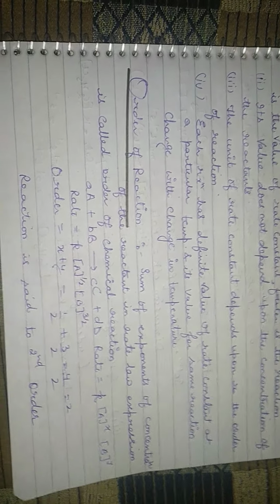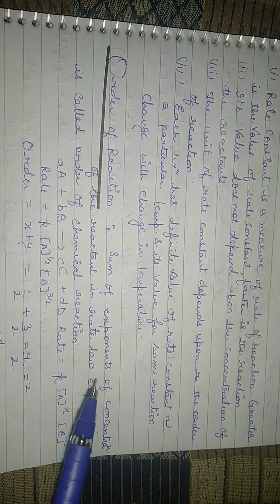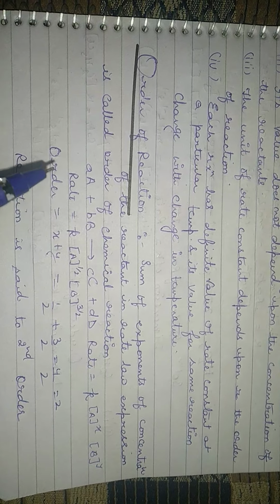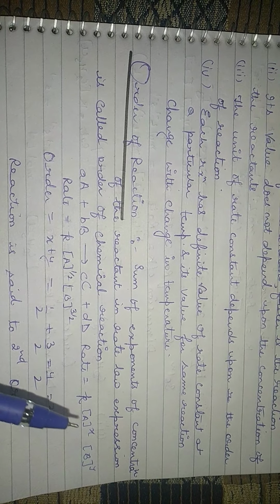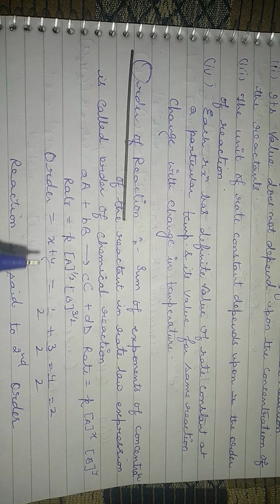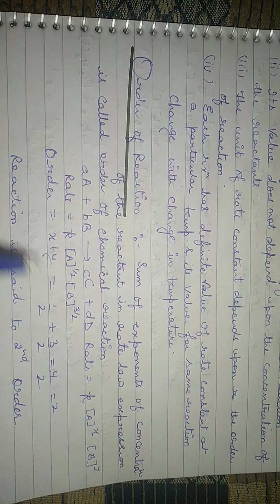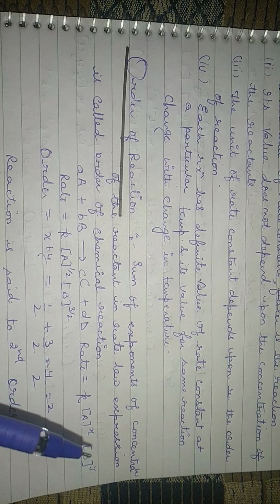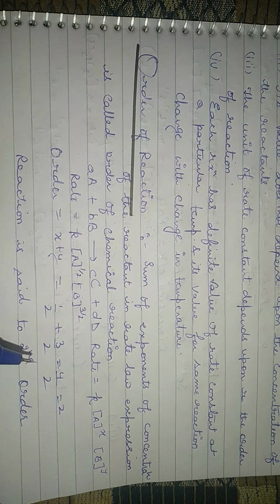Now what is order of reaction? Already in the first video I discussed the order of reaction, so here is a brief on what order is. The sum of the exponents of the concentrations of the reactants in the rate law expression is called the order of reaction. Here I have written A plus B gives C and D, so the rate expression is equal to k, A to the power x, B to the power y. Here I have given an example also: rate is equal to k, [A] to the power half and [B] to the power 3 by 2. So the order would be x plus y. Whatever the exponents are, we have to add them to find the order of reaction. So the order would be 2, and the reaction is said to be a second order reaction.